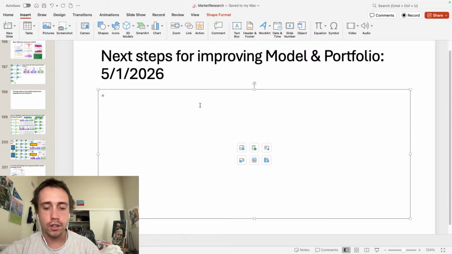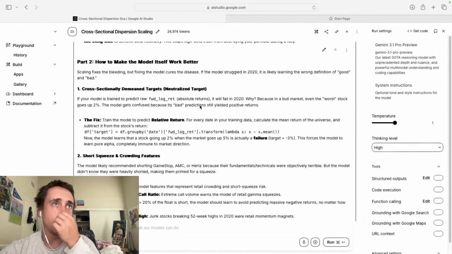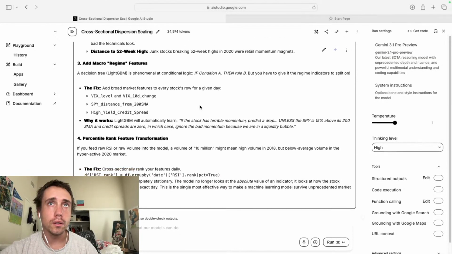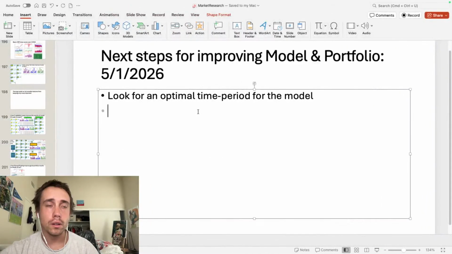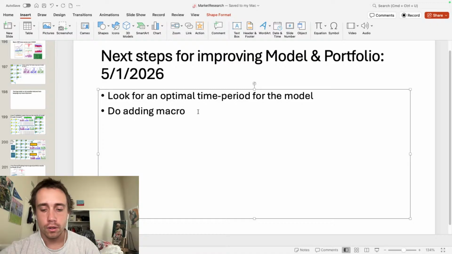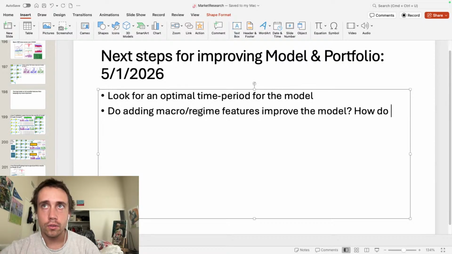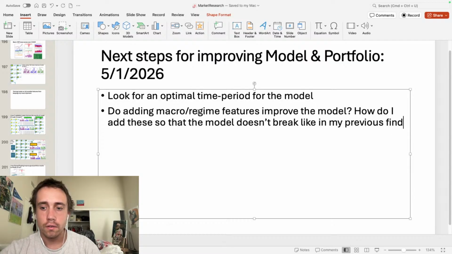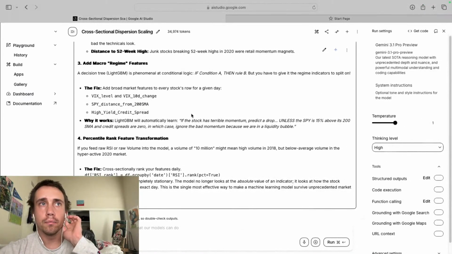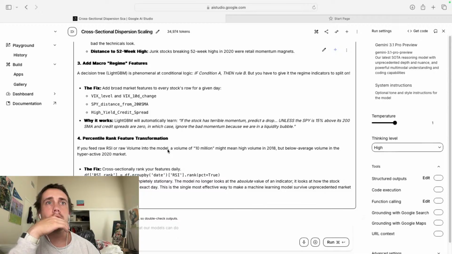Alright, so the first thing is look for an optimal time period for the model. So that's the first thing. Does adding macro / regime features improve the model? How do I add these so that the model doesn't break like in my previous findings? If you feed raw RSI or raw volume into the model, a volume of 10 million might mean high volume in 2018.